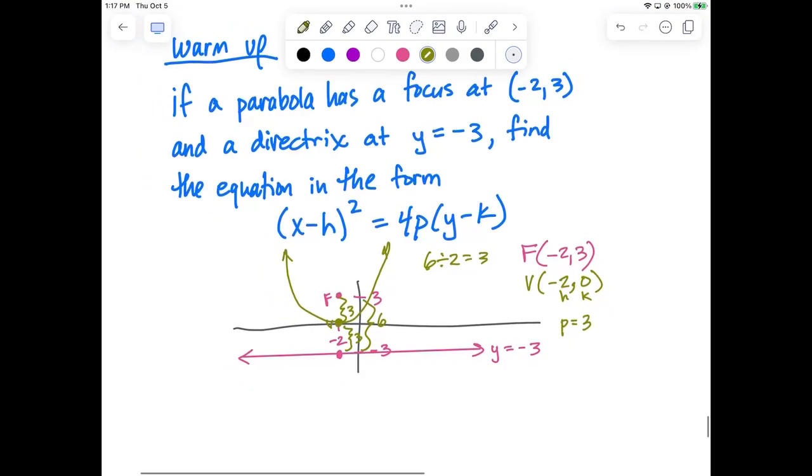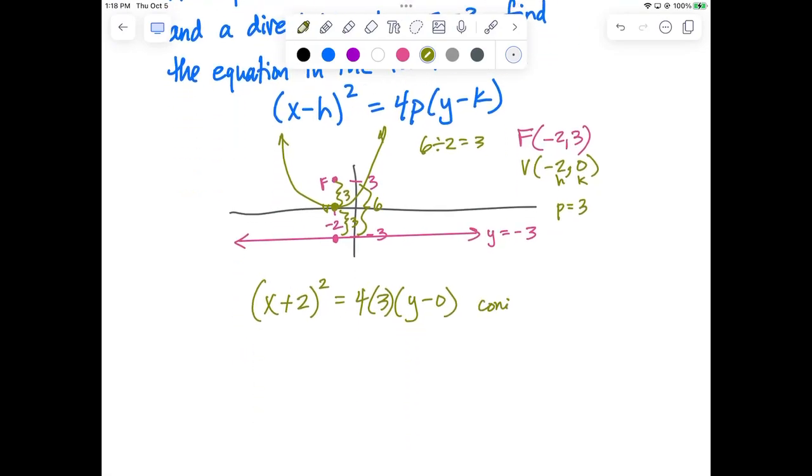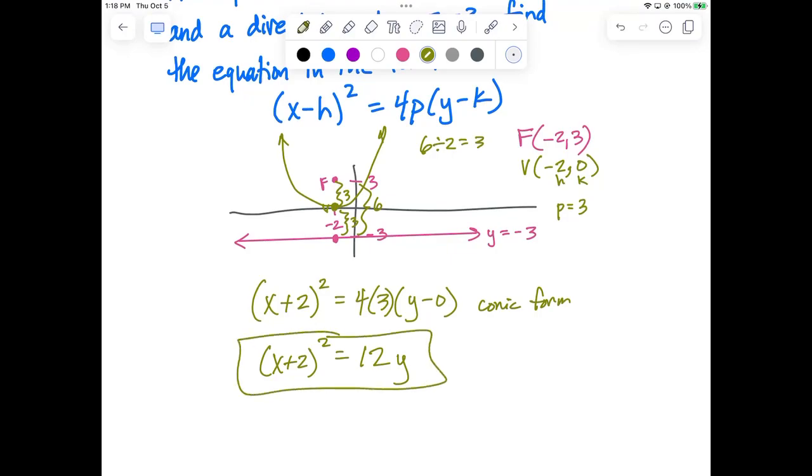So now we just drop it into the form. We get x minus h. H is negative 2, so that becomes x plus 2 squared equals 4 times p, which is 3, times y minus 0. So that's what we call the conic form. But now we always look to simplify. We're not going to expand x plus 2; we're going to leave it squared. 4 times 3 is 12, and y minus 0 is just y. So this would be the answer that you would have on a test or a quiz. That's the simplified conic form.